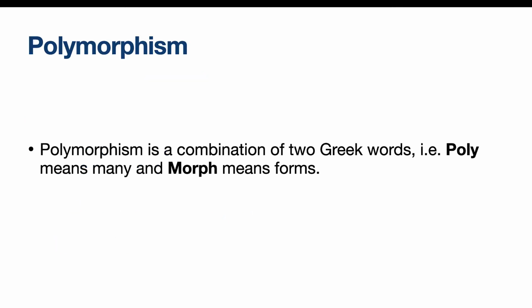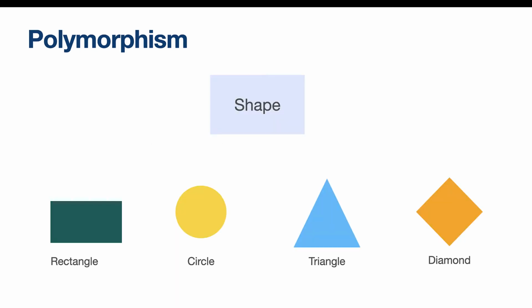Polymorphism is a combination of two Greek words, poly meaning many and morph meaning forms. If I want to put it into object oriented programming, polymorphism is nothing but many forms. An object can exhibit many forms, or it can behave in different forms in different situations. So let's look into some examples about polymorphism.